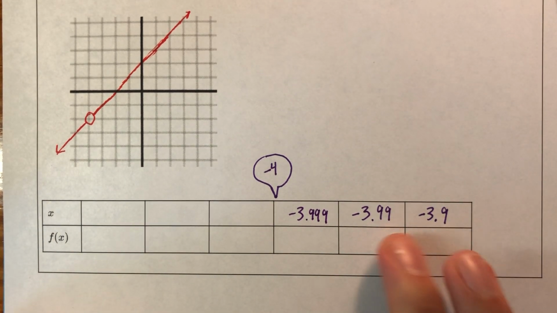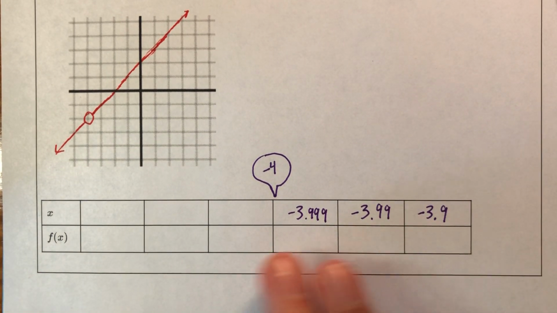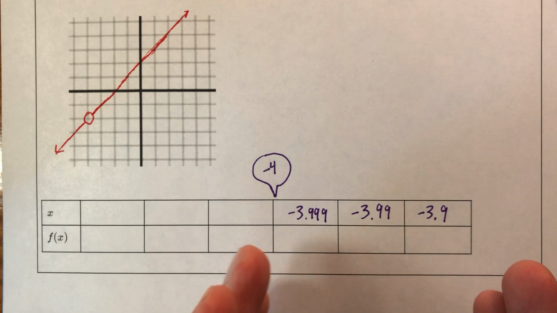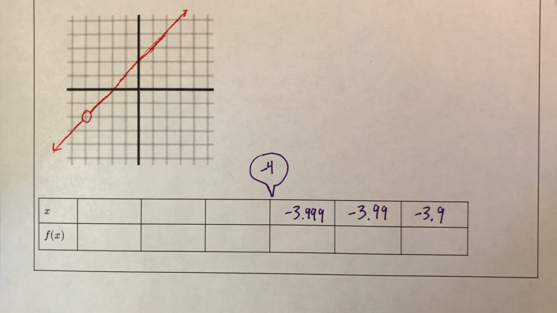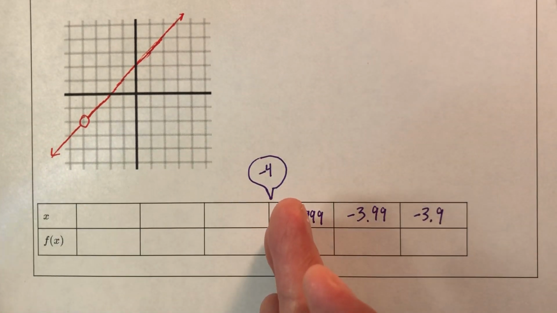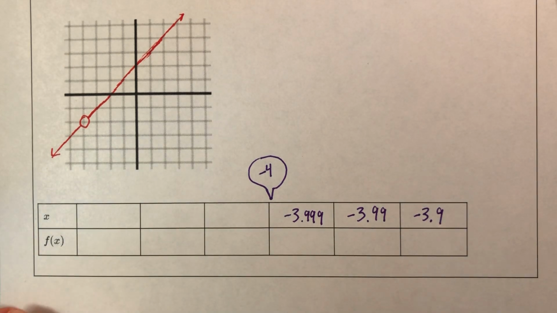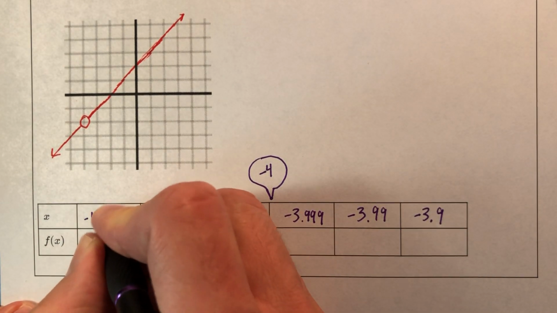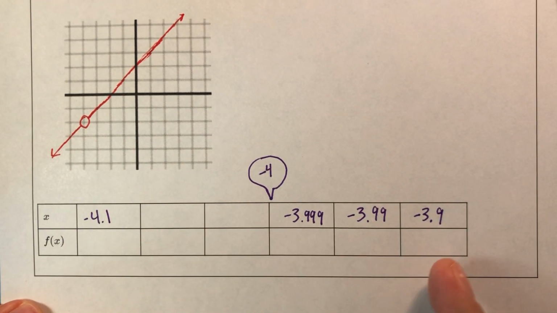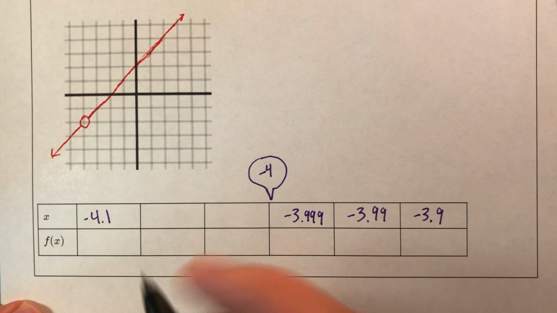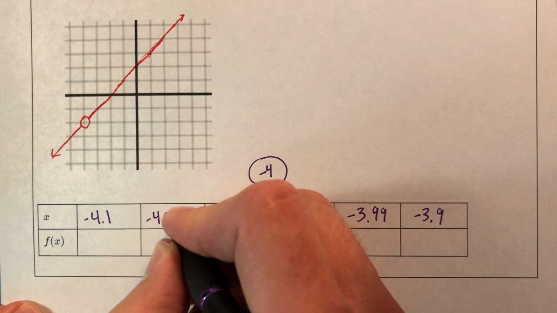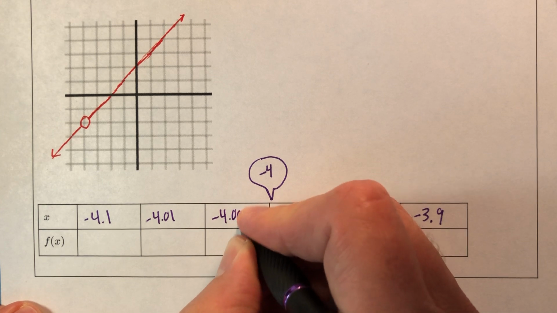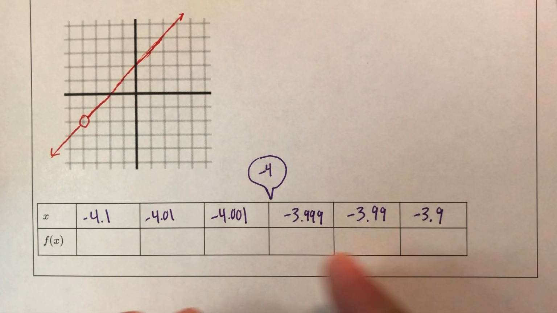Okay, and I do need these numbers leading up to it. They don't have to be these exact numbers, but I still need to sneak up on my negative 4 from the right. Let's sneak up on our negative 4 from the left. So negative 4.1. I mean, this is kind of my go-to. Like, I'll put negative 4.1, negative 4.01, negative 4.001. And we're going to sneak up on this negative 4. Okay, so here's what's about to happen.